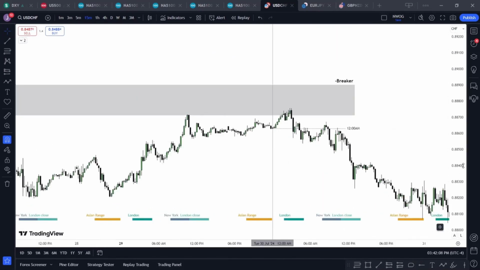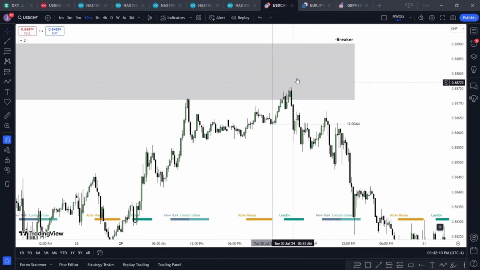So you can see how market reacted here. Now you can enter here because it's happening where? In the New York Q zone. You can enter here at the London.